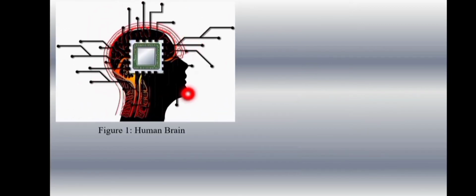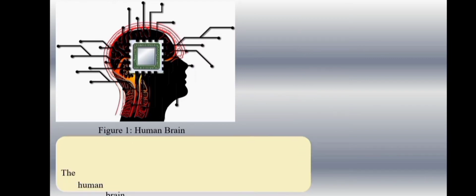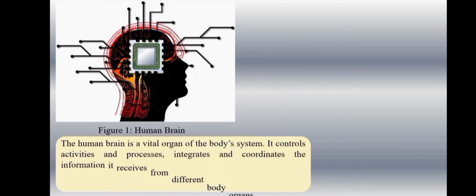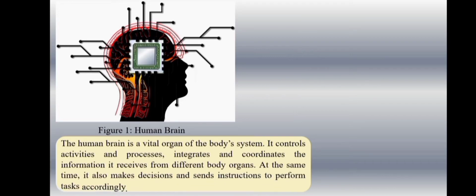This diagram shows human brain. As we all know, our brain is vital organ of our body system. It controls activities and processes, integrates and coordinates the information it receives from different body organs. At the same time, it also makes decisions and sends instructions to perform tasks accordingly.